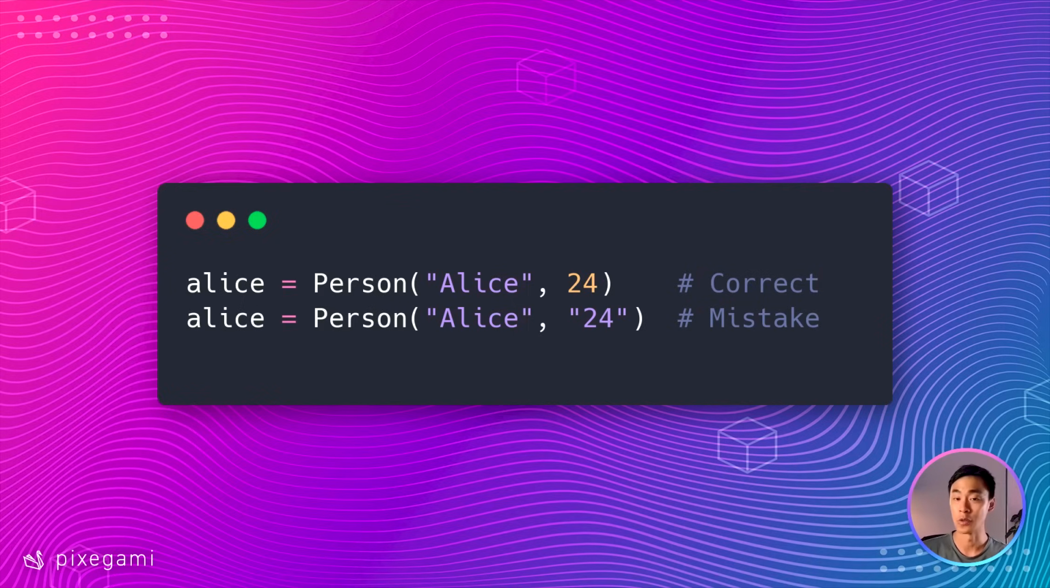Python will allow you to do this and things can actually seem fine for a while. But eventually, when you do try to use that age variable as a number, it will fail. This can be really hard to debug because the failure could occur at any time in your program, and it could be hard to associate that failure with the actual cause.